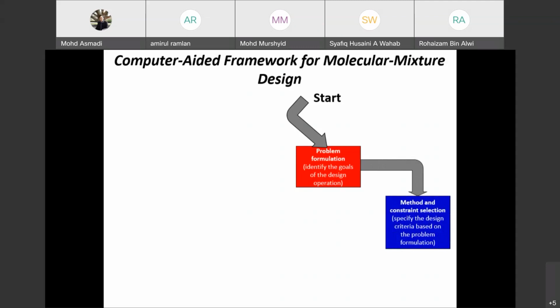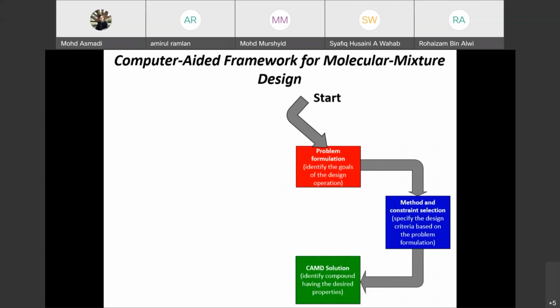And then second is the method and constraint selection. Needs and function, kat sini we convert into a specific set of properties. Macam tadi tu, when we identify the needs and function, we convert to the measurable properties together with their target values lah. Itu yang awak kena ingat. Contohnya tadi you convert kepada something that is measurable properties, right? And then what is the chemical? And then by using computer-aided molecular design solutions lah, this is to identify compounds having the desired properties. For example, the group contributions.